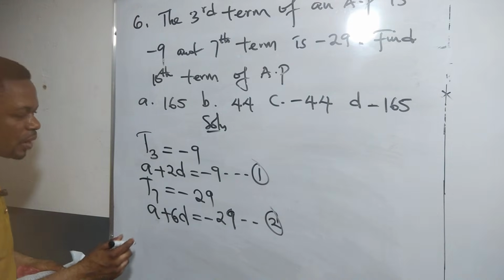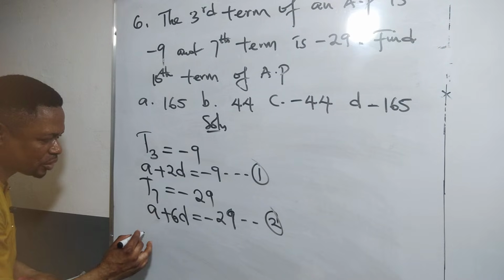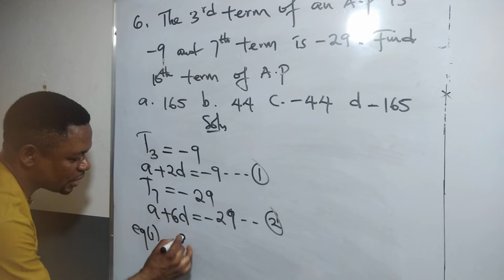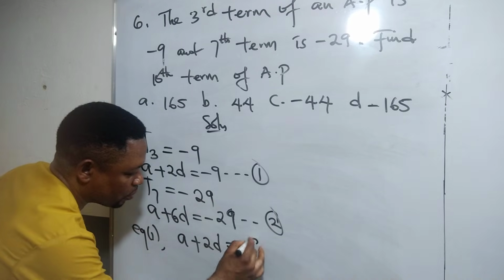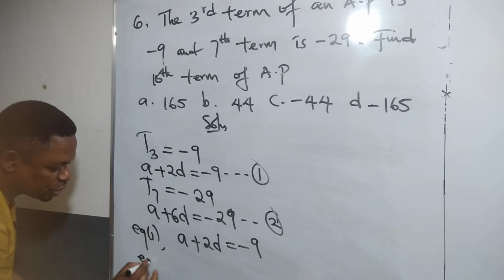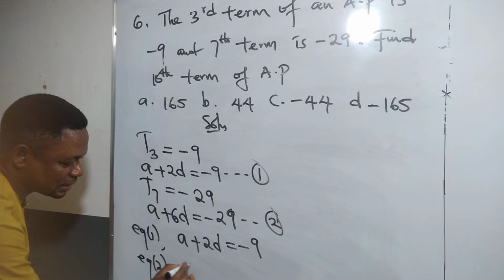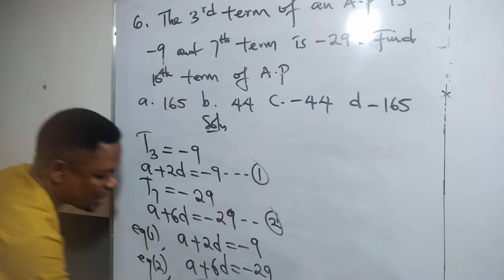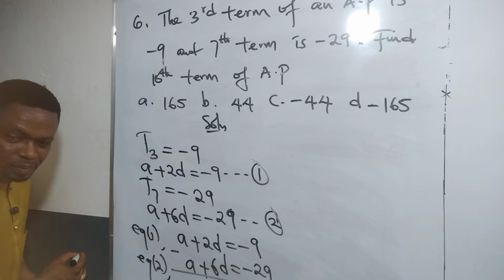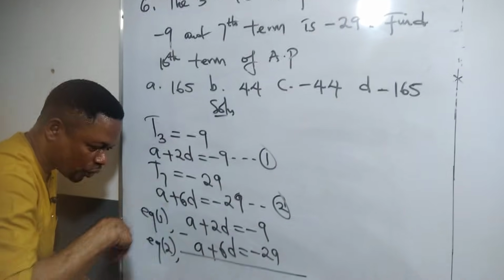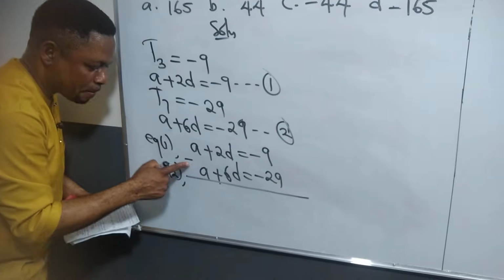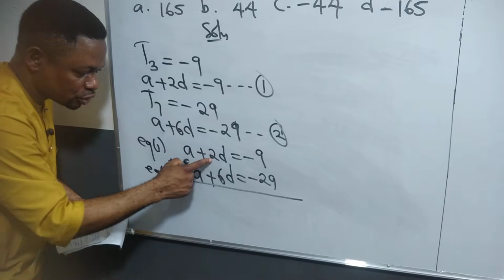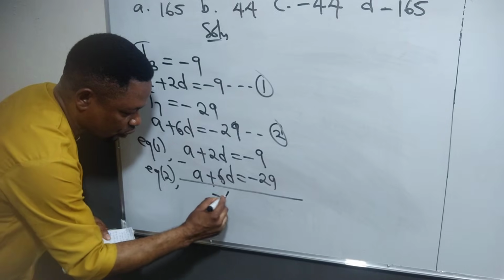So what we are going to do now is to use what we call elimination method. Watch. I will now say under equation 1, what is it? A plus 2D equal to minus 9. Then under equation 2, talk to me, what is it? A plus 6D then equal to minus 29. Then let's eliminate. Introduce what? Minus. Now A minus A is already 0. Then 2D minus 6D. Why? Minus plus is minus. Then 2D minus 6D will give us minus 4D.